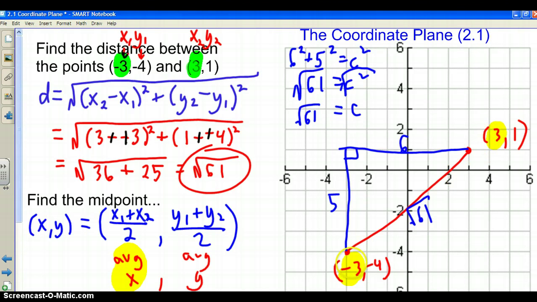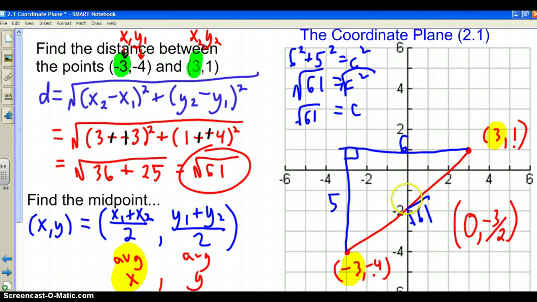So 3 plus negative 3 is 0. 0 divided by 2 is 0. So the x value of my midpoint is going to be 0. Let's add up the two y values. Negative 4 and 1 adds up to negative 3. Half of negative 3 is negative 1.5 or negative 3 halves, however you want to write it.